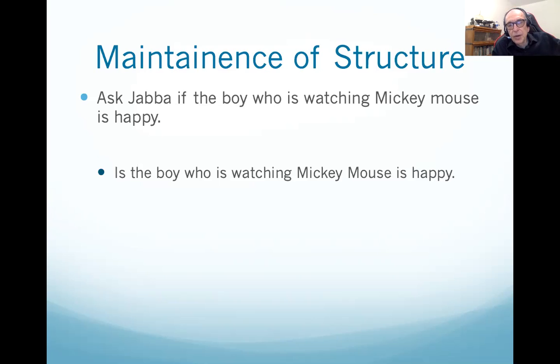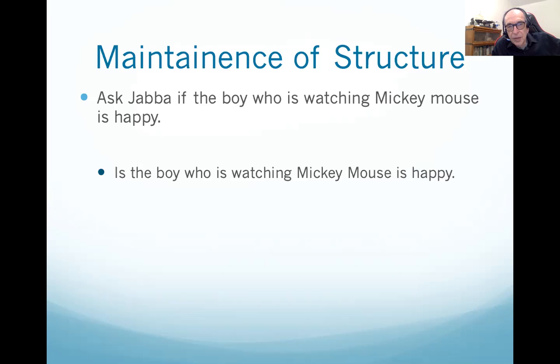"Is the boy who is watching Mickey Mouse is happy?" So he makes kind of a question out of it. But again, he maintains the structure. It's "the boy is happy." That's the question. And "Ask Jabba," he simplifies into a question, "is." Isn't that interesting? And that's manifested by 4. I think the child who's doing this repetition is 4.5. You check the text on that. "Is the boy who is watching Mickey Mouse is happy?" Isn't that cool?